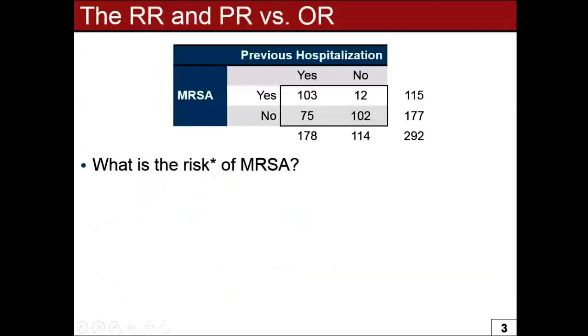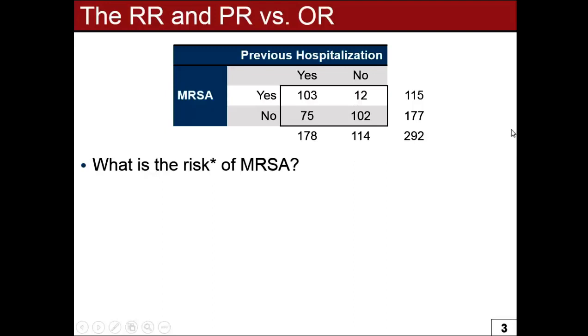All right, here's this data set that we've beaten into the ground, the MRSA data set. And here's the 2x2 table for that. The outcome here was having a resistant staph infection, that's on the rows in this piece here. And then the exposure was previous hospitalization. This is the 2x2 table.